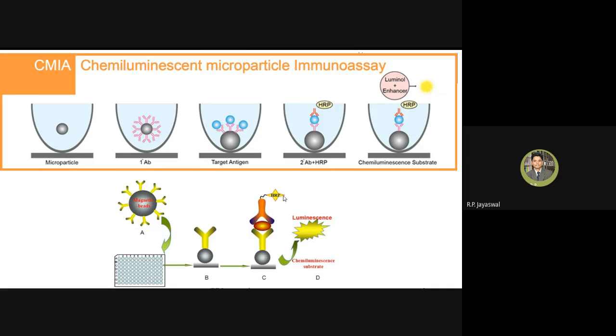Secondary antibodies are conjugated with HRP, and when we add luminol, which is a molecule that produces light after a chemical reaction, the chemiluminescence substrate produces luminescence light which can be detected by the optical detector. So here what we understand is that the more the antigen, the more the light. The less the antigen, the less the light. So the light intensity is directly proportional to the amount of substance in the sample.